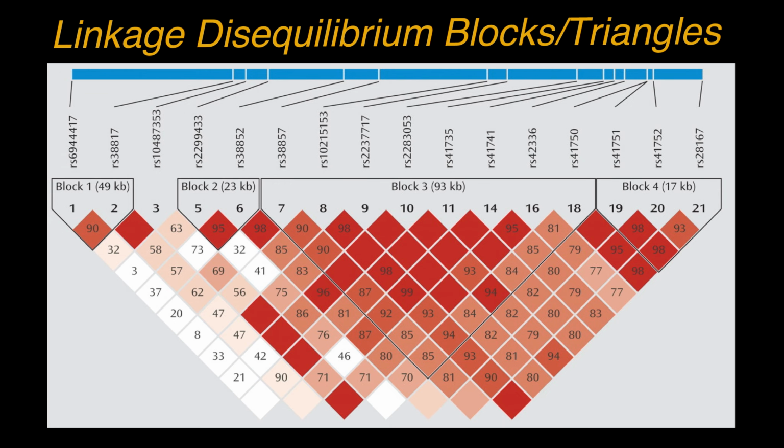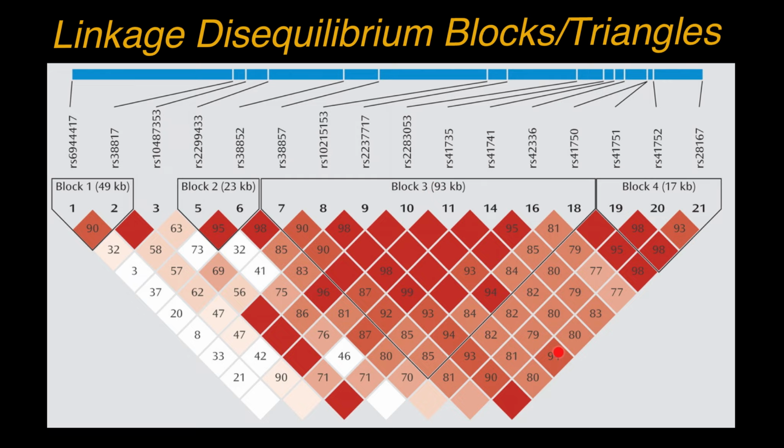Now let me open the whole picture. What you can see here is block number 1, and the length of this block is 49 kilobases, 49,000 nucleotides. Here's block number 2, whose length is 23,000 bases, or 23 kilobases. Block number 3 and block number 4. And you can also see the length of each block.